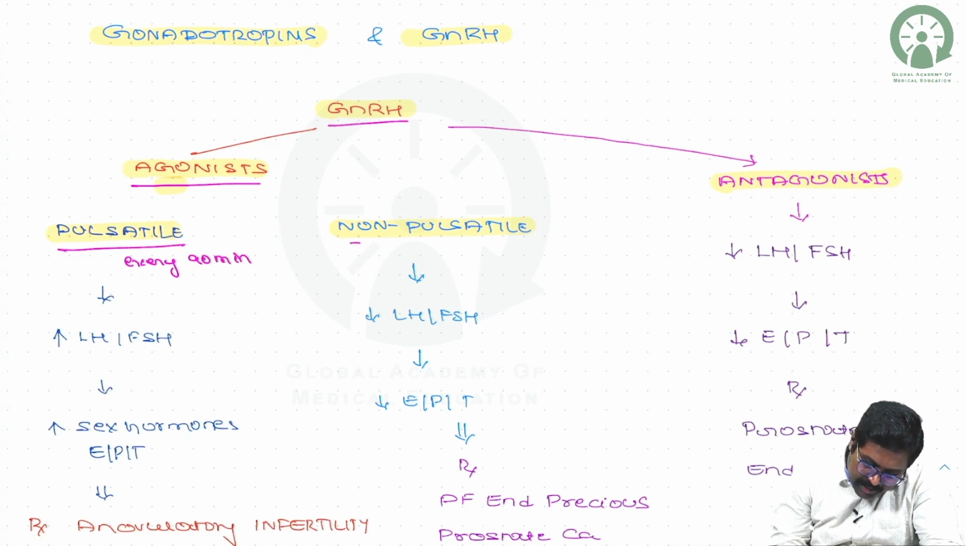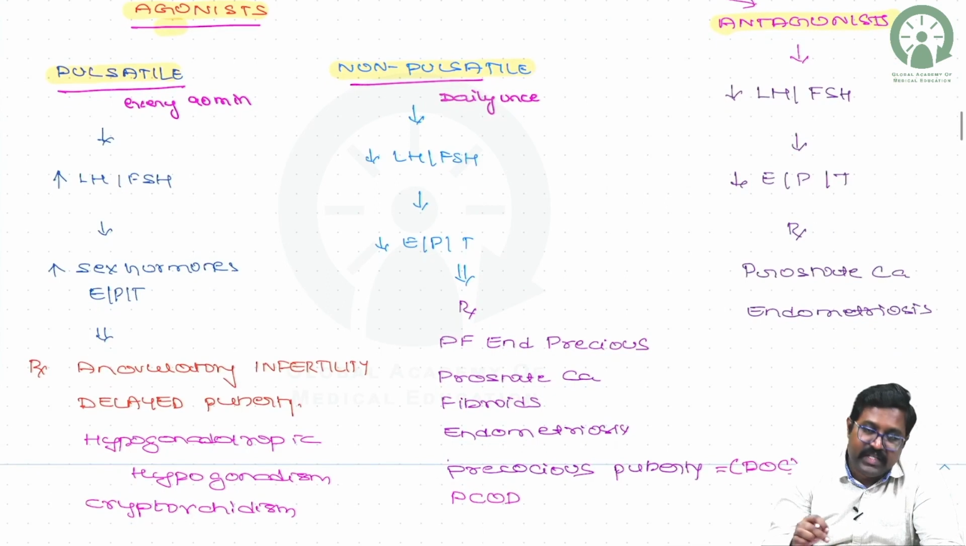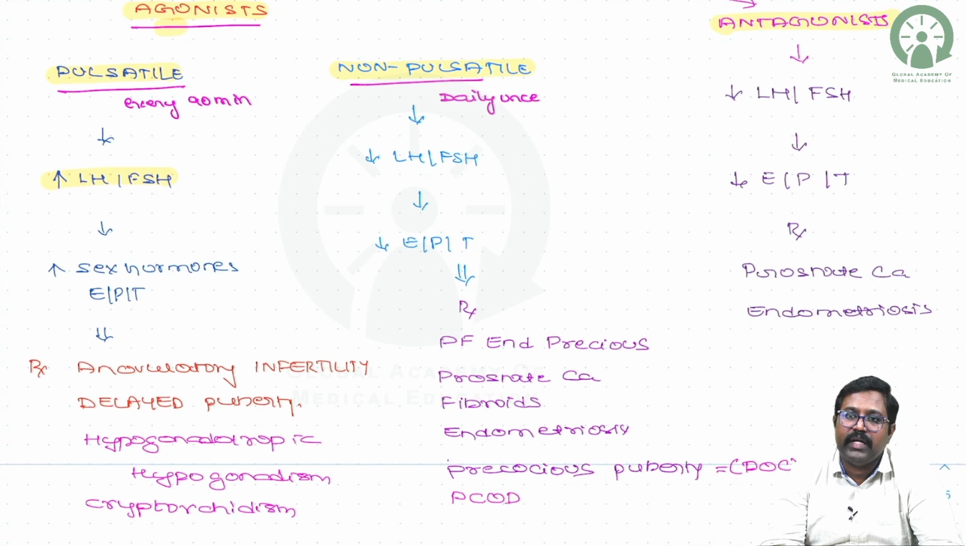So what happens? If it is given in a pulsatile manner, please remember, you can see there is an increase in the LH and the FSH. Follicle stimulating hormone and the luteinizing hormone will be increased. So this in turn will lead to an increase in the sex hormones. So an increase in the estrogen, progesterone as well as the testosterone.